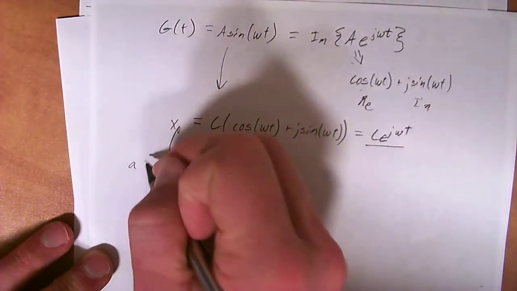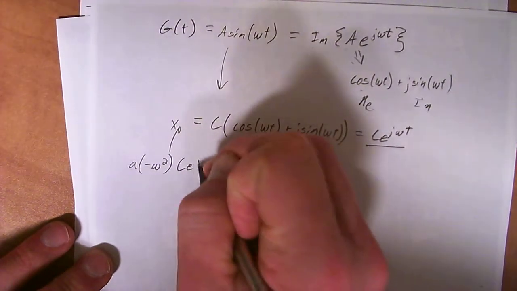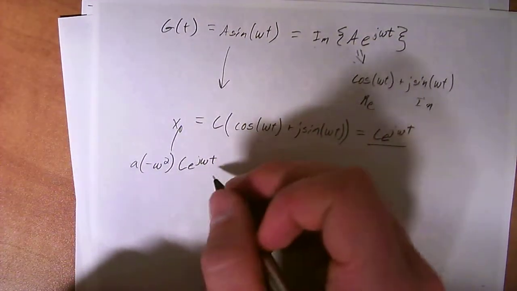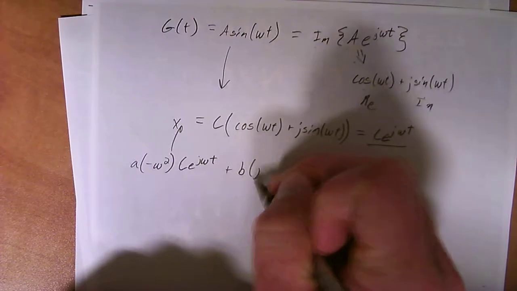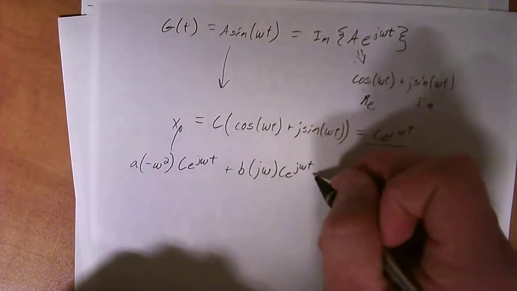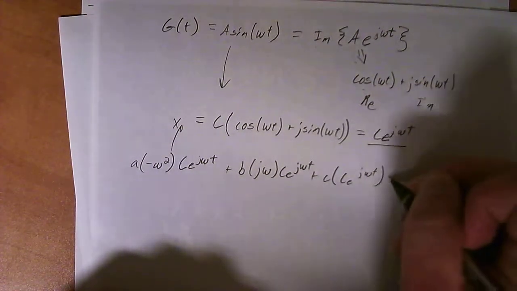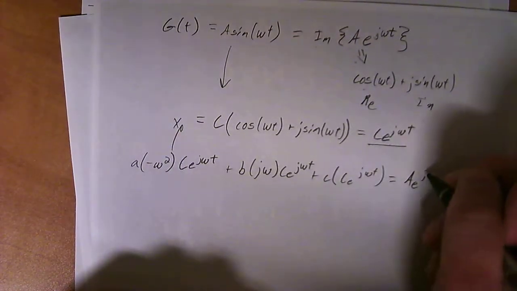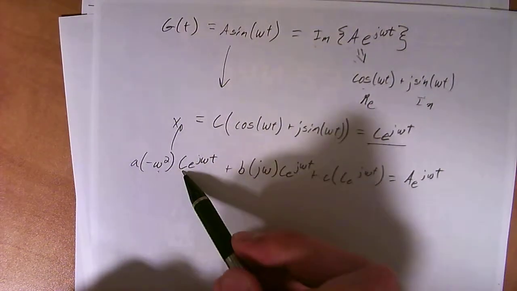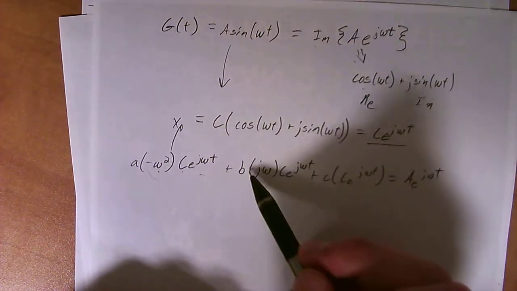So, taking this value and putting it back up here into this differential equation, this is going to be a long derivation, so get ready. A of negative omega squared times c e j omega t, plus b of j omega times c e j omega t, plus c of c e j omega t is equal to a e j omega t. So this is the full particular solution.